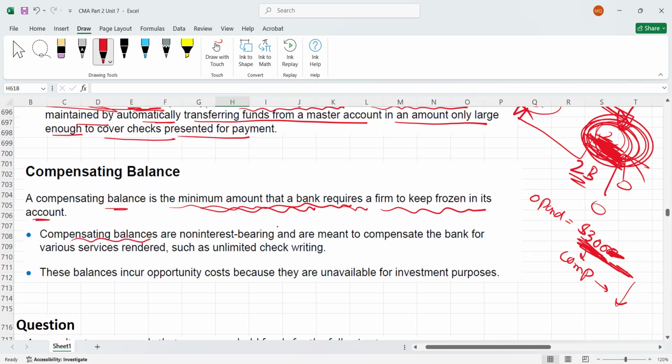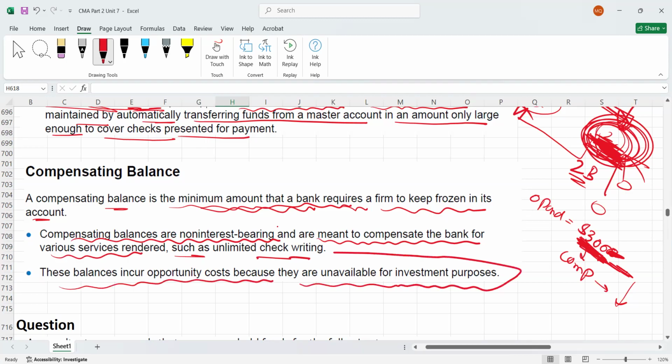They say compensating balances are non-interest bearing, because whatever money you keep there, you will not get interest on it as an account holder, and they are meant to compensate the bank for various services rendered, such as unlimited check writing. So these balances incur an opportunity cost because they are unavailable for investment purposes, right? There is an opportunity cost for this amount, because you cannot invest it anywhere.